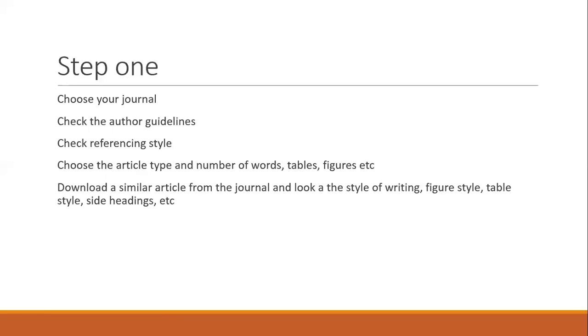Choose the type of article, number of words, number of tables, number of figures, etc. Journals normally have different categories. They have original articles, literature reviews, brief reports, this, that, etc. Each type of article will have a specified number of words, specified number of tables, specified number of figures. Do not exceed these specifications. The journal will outright reject your article.